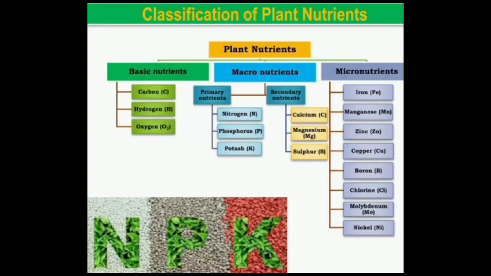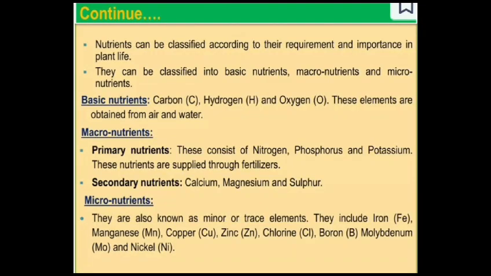Classification of plant nutrients. There are three types: basic nutrients, macronutrients, and micronutrients. Nutrients can be classified according to their requirement and importance in plant life. First, basic nutrients: carbon, hydrogen, oxygen. These elements are obtained from air and water.